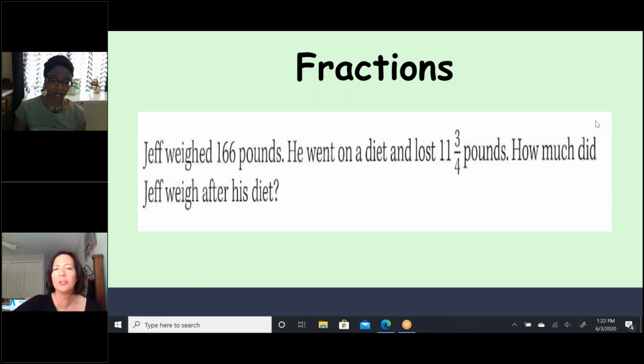Okay, so the next one. This is going to be a fraction problem. And it says Jeff weighed 166 pounds. He went on a diet and lost 11 3/4 pounds. How much did Jeff weigh after his diet? So see how you do with this one. I've taught a lot of fraction lessons in the last couple of weeks.